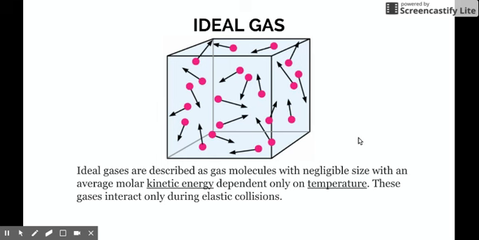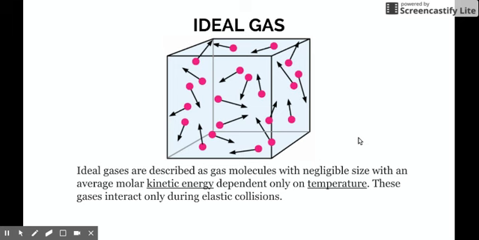Ideal gas versus real gas. Not much of a difference. When we talk about ideal gases, they are described as gas molecules with negligible size. That means each gas molecule doesn't really occupy a certain volume. That's how small individual gas molecules are, with an average molar kinetic energy that's solely dependent on its average kinetic energy. And these gases interact only during an elastic collision.